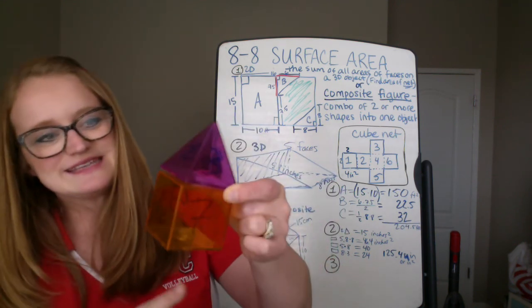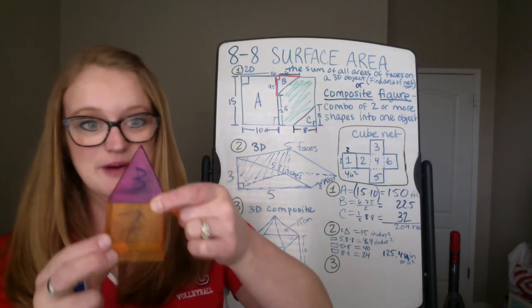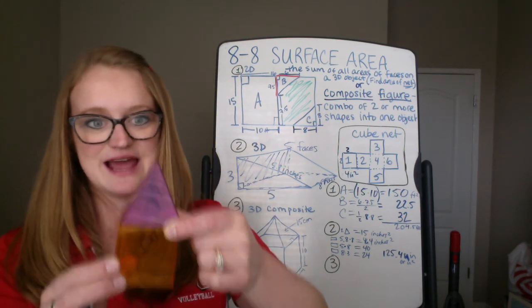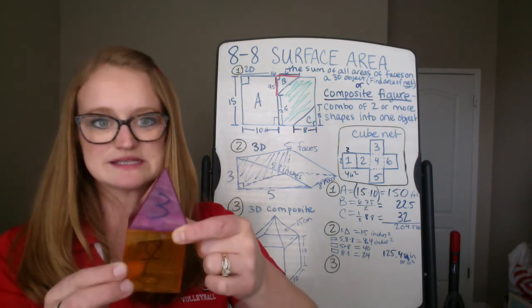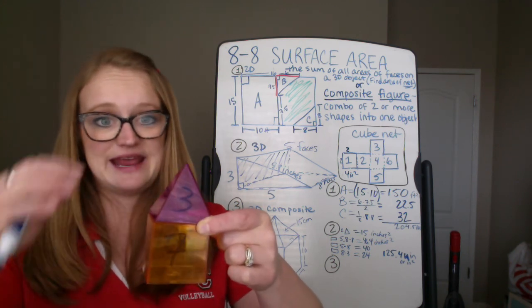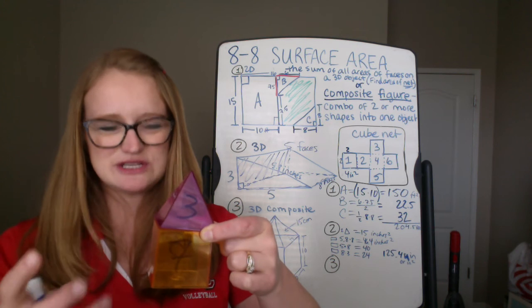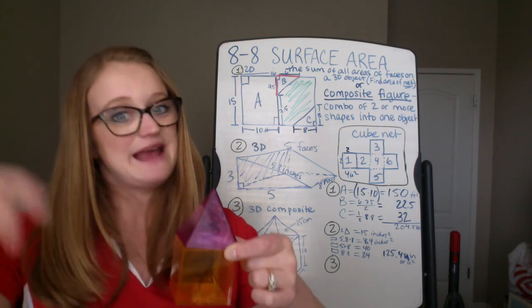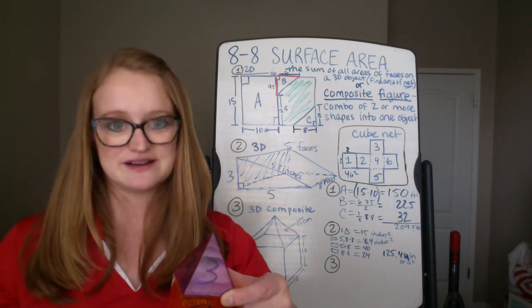So this shape together, this composite 3D figure, has 9 faces. So what that means is we need to make sure that we figure out all 9 areas as 2D shapes, 2D faces, and then add all of those up to get the surface area.